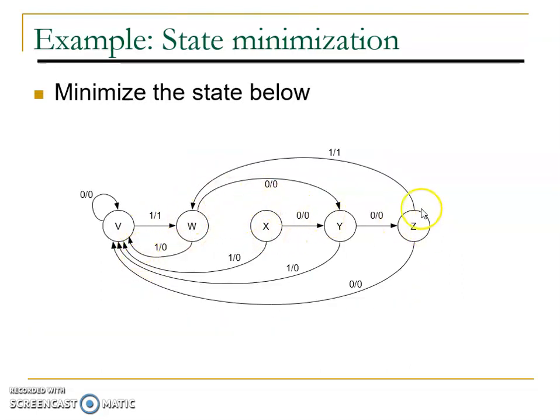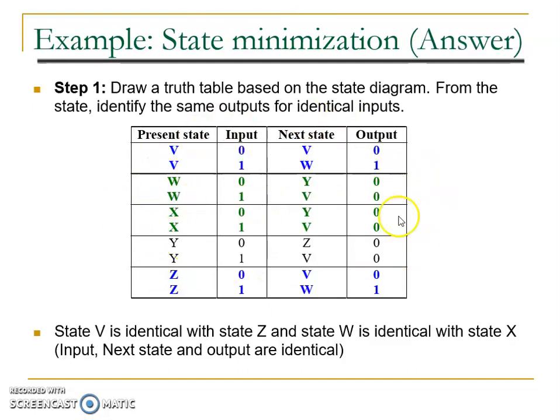You analyze all these state diagrams from input and output like the previous example. So we get this truth table. So state V is identical with state Z and state W is identical with state X. Input, next state, and output are identical. So from this truth table, we can see that state V and state Z, V and Z, are identical.